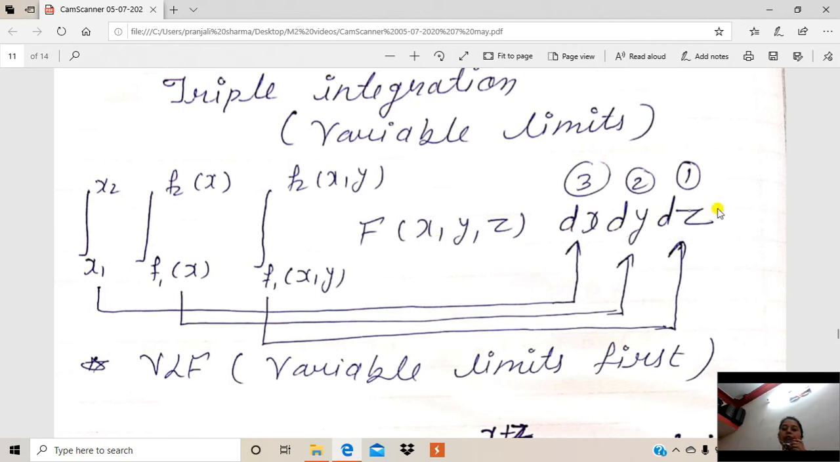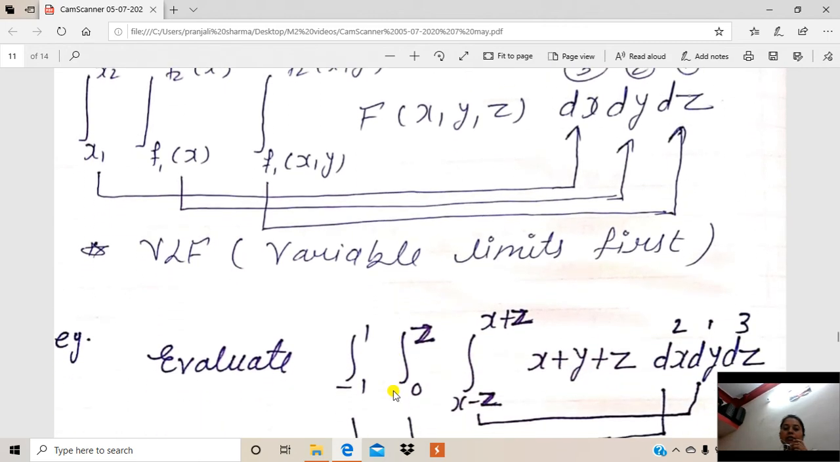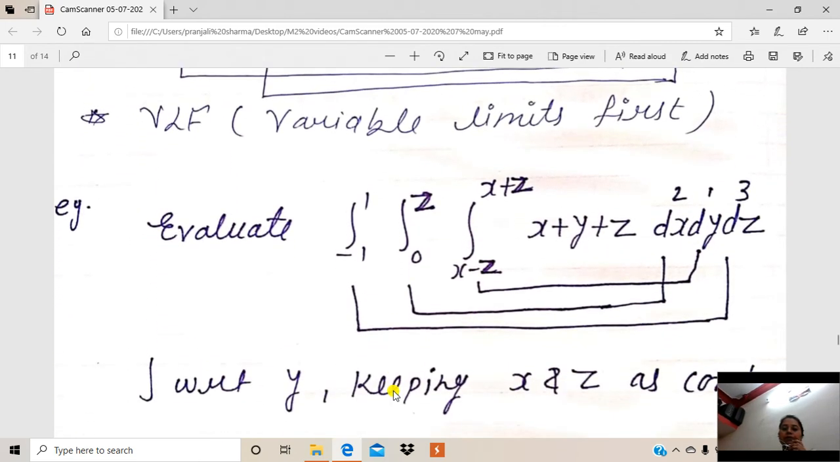If we integrate it first with respect to z, z will be converted into x and y, and next if we integrate it with respect to y, y will be converted into a function of x, and the last integration will be with respect to x, and finally the answer will be a constant. So you have to remember the rule VLF. VLF means variable limit first. So let's understand by an example.